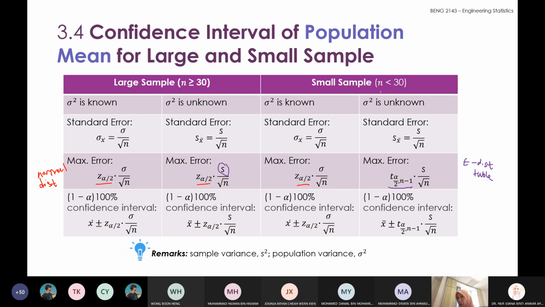Okay, but we have to be careful a bit when we have a small sample of data. Because in a small sample of data, if the population variance is given or known, we can still use the normal distribution. However, if we have a small sample of data and the population variance is unknown, not given, so we already use the sample standard deviation in our standard error. So to determine the maximum error, we have to refer to the t distribution.